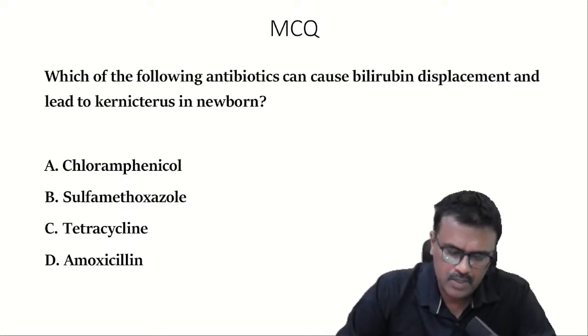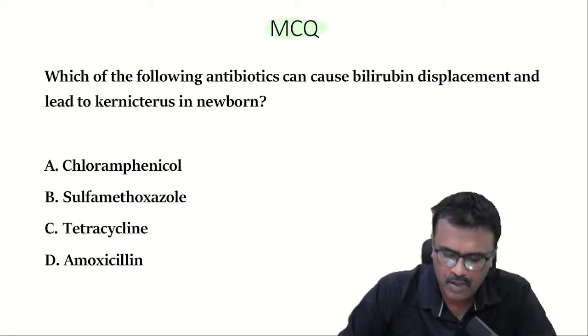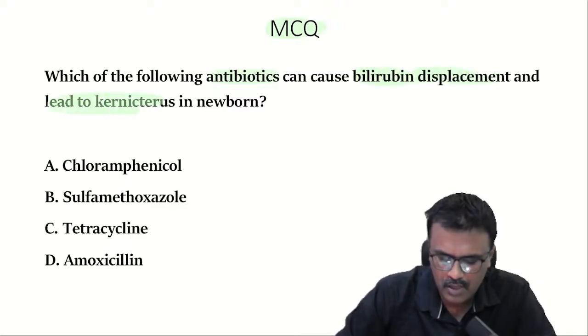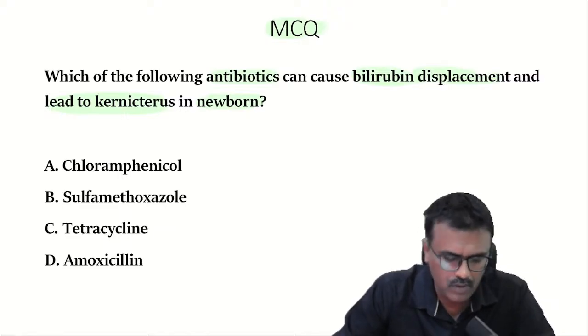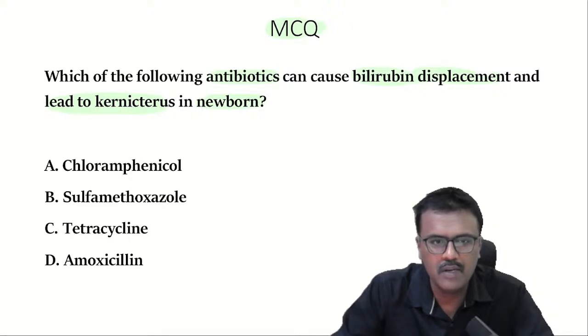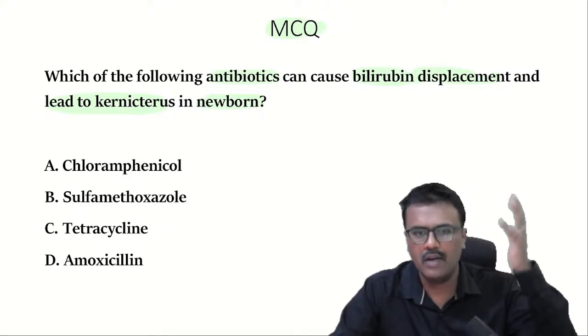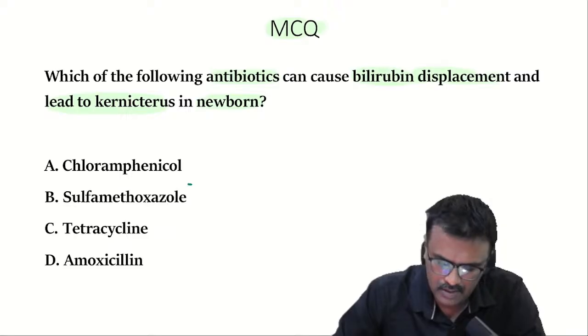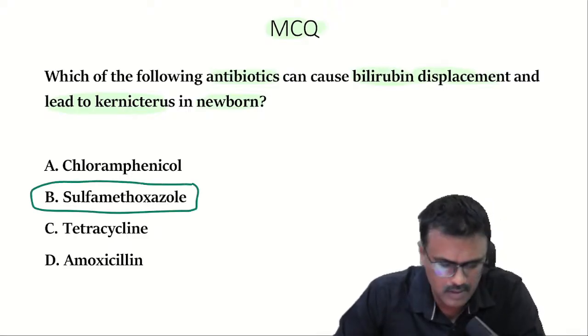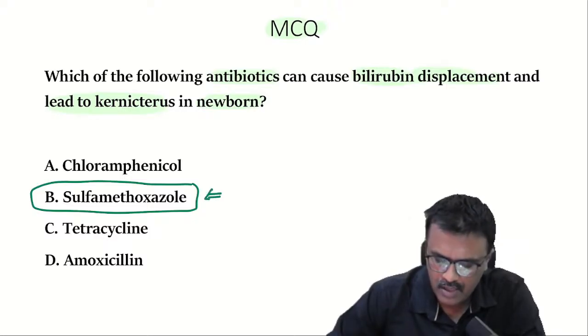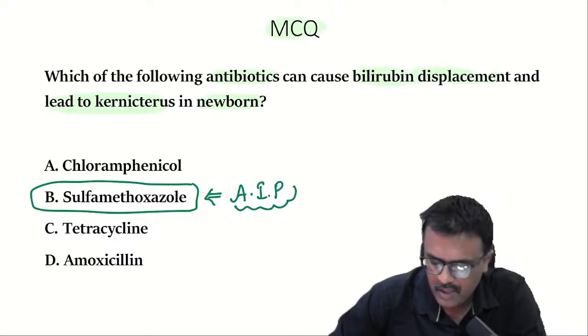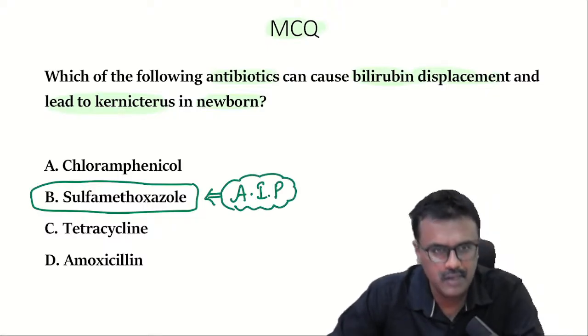Now coming to the next question, MCQ. Which of the following antibiotics can cause bilirubin displacement and lead to kernicterus in newborn? So if I give it in newborn, they can displace bilirubin and cause jaundice leading to kernicterus. And the drugs are sulfonamides. The answer is B. Sulfonamides can also exaggerate acute intermittent porphyrias, AIP.